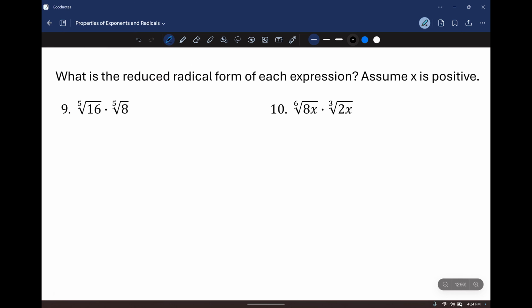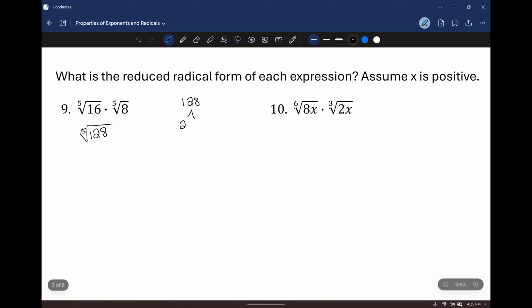All right, what is the reduced radical form of each expression? Assume x is positive. All right, so I'm going to multiply these together. If I have 2 roots that I want to multiply together, they have to be like radicals. So I have a 5th root of 16 times a 5th root of 8. So I can multiply the 16 and the 8 and put that together underneath the root. That's 128. So now I'm going to do a factor tree for 128.